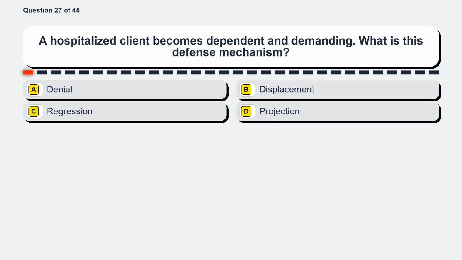Question 27. A hospitalized client becomes dependent and demanding. What is this defense mechanism? Option A, denial. Option B, displacement. Option C, regression. Option D, projection.